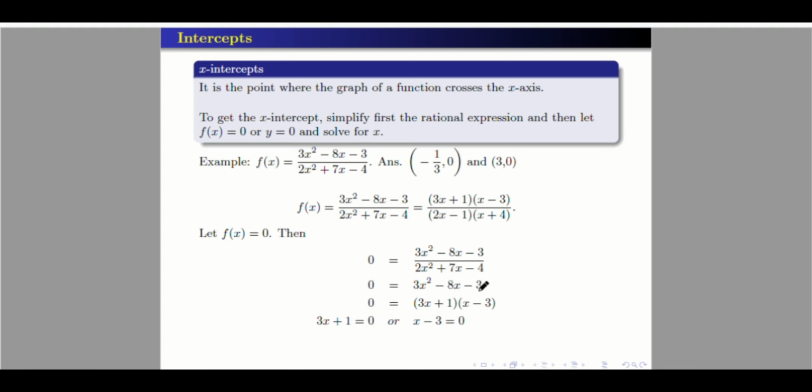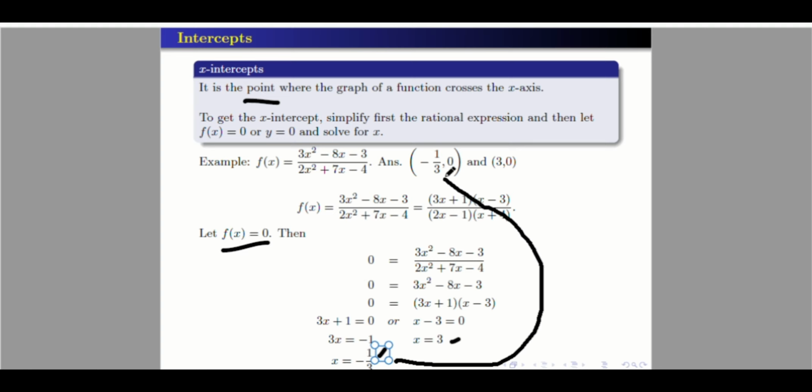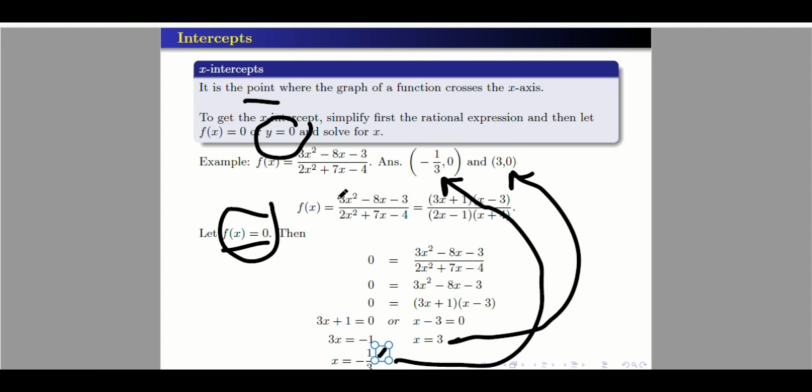And so we have two values: 3x plus 1 equals 0 or x minus 3 equals 0. Then solve for x. Our first x is -1/3, our second x is 3. Since it is a point, we must pair this with our y. Take note, our y is 0. That is why we have (-1/3, 0) as our first x-intercept, and another x-intercept is (3, 0). Again, the y is 0 because we let y equal 0.